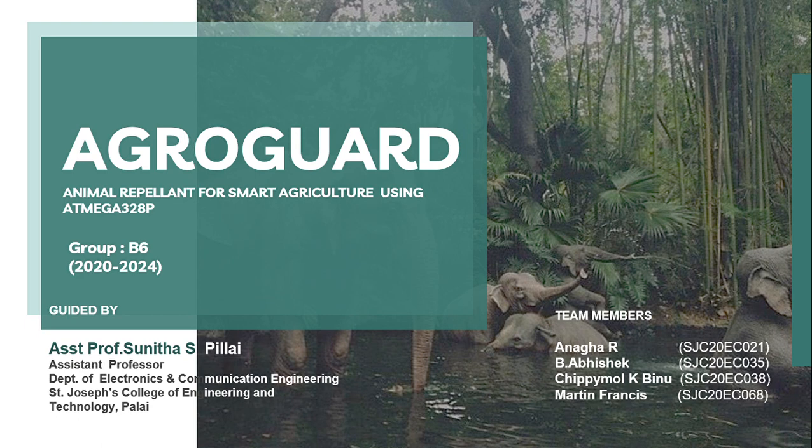I'll be presenting on our final year project, Agroguard, which is an animal repellent for smart agriculture using Atmega 328P microcontroller. My guide is Assistant Professor Sunita S. Pillai from the Department of Electronics and Communication Engineering, St. Joseph's College of Engineering and Technology, Palai. My team members are Anaga R, B. Abhishek, Chipimol Kebinu, and myself, Martin Francis.